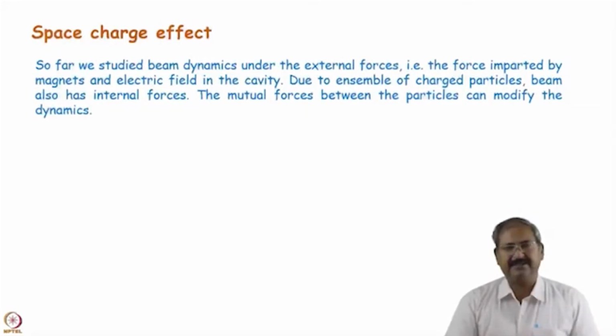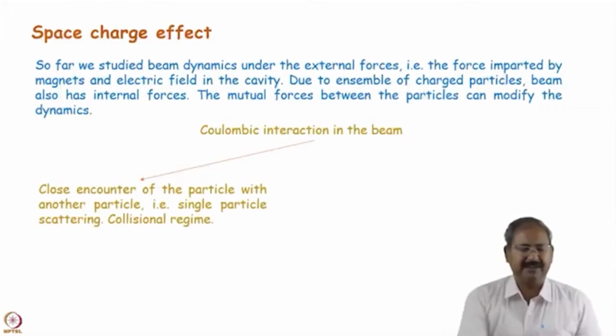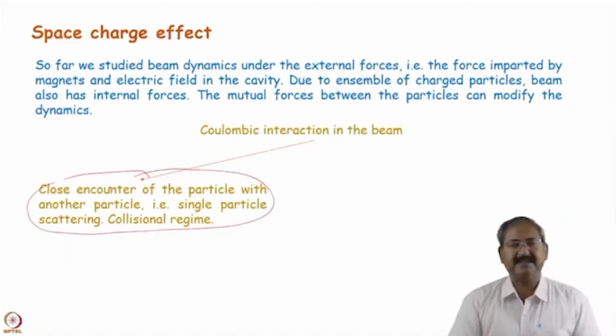And these forces can modify the beam dynamics which we have studied. How? We will see a simple example of this. Now the Coulombic interaction in the beam, this is just the Coulombic interaction, one particle repelling the other, can be divided into two domains. One is a very close encounter of particles with other particles, meaning this is a kind of scattering, where two particles reach very close to each other and suddenly their direction changes, just like in Rutherford scattering. So this is the collisional region.